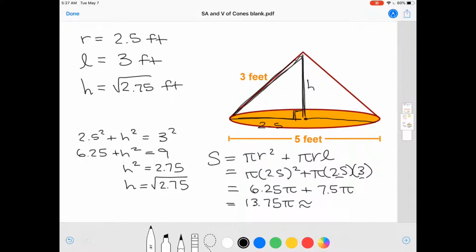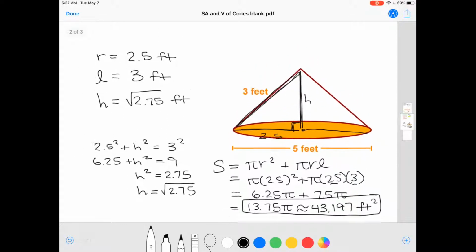Now is a good time to type that in. And now if I want to round it, I use the pi button. 43.197, I'm going to say. And that's area, so that is in square feet. To cover that cone, we would need about 43 squares.